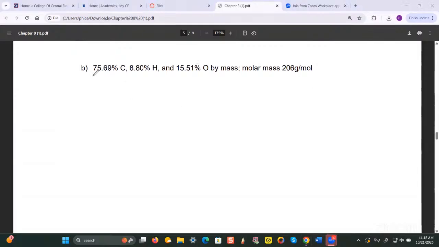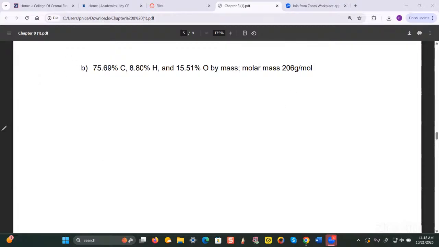So basically, it says here that the percentage of carbon is 75.69%, that of hydrogen is 8.80%, and that of oxygen is 15.51% by mass. And it also gave you the molar mass of the compound, right? Now, if you watch the videos that I've posted, I've gone through at least 2 examples, if I remember correctly, of problems of this type, right?